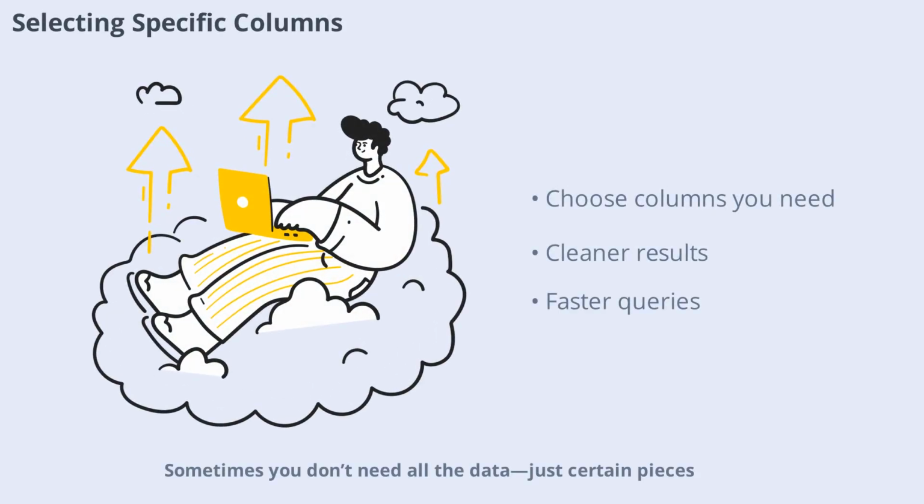Sometimes you don't need all the data, just certain pieces. DQL allows you to select specific columns by naming them in your SELECT statement. For instance, SELECT name, marks FROM student will only show the names and marks of each student, leaving out other details. This is especially useful when you want to focus on particular information without clutter.